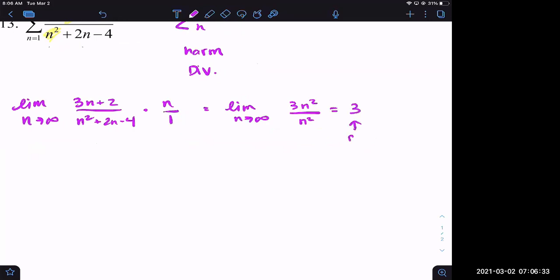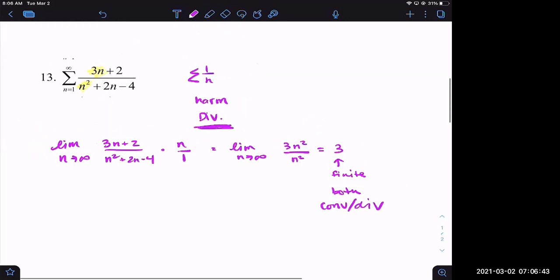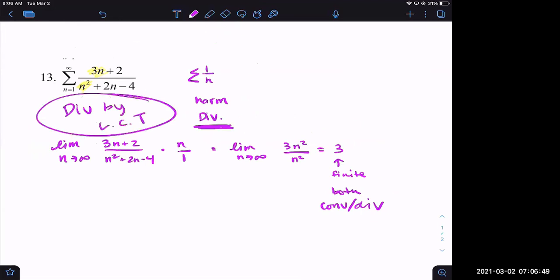Limit comparison is if you end up with a finite number, then both series will converge or diverge. So they both behave the same way. Since we proved this one diverges, we can conclude this one diverges by limit comparison test. Okay, so that limit comparison test, I think, is usually pretty fast if it's a polynomial over a polynomial.